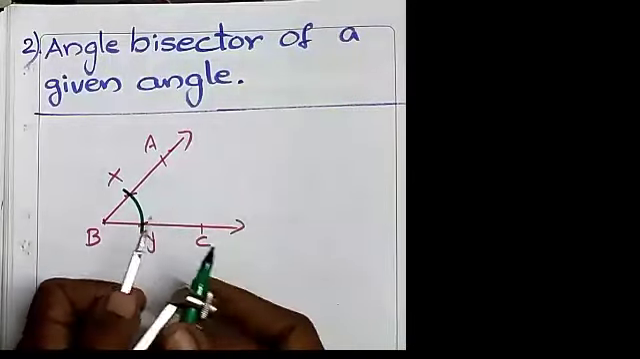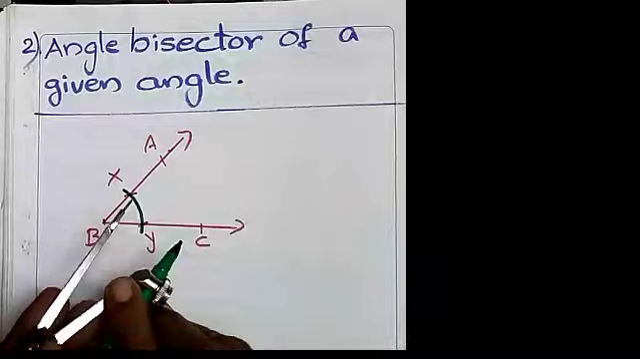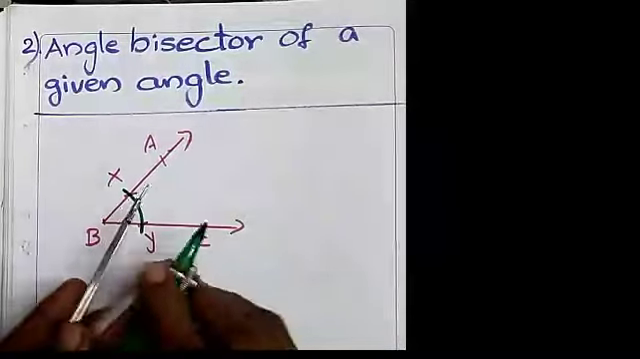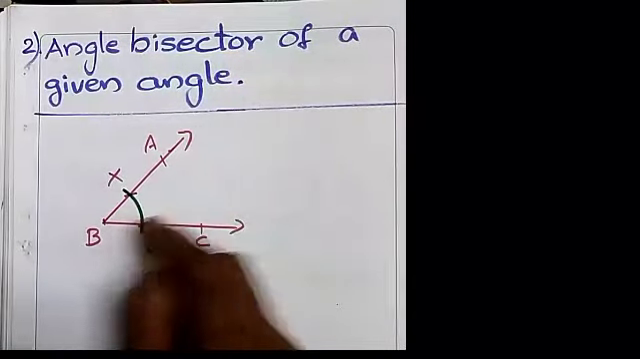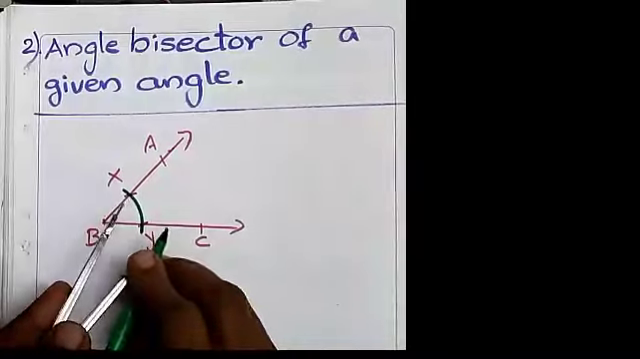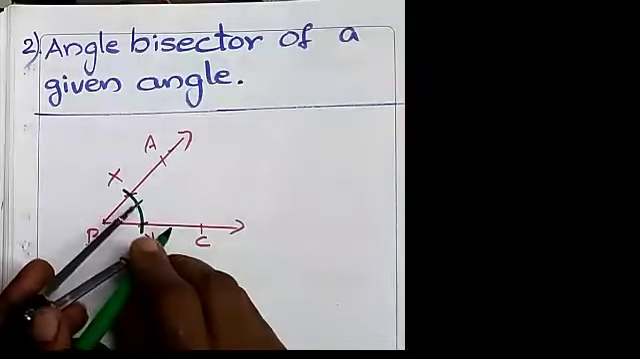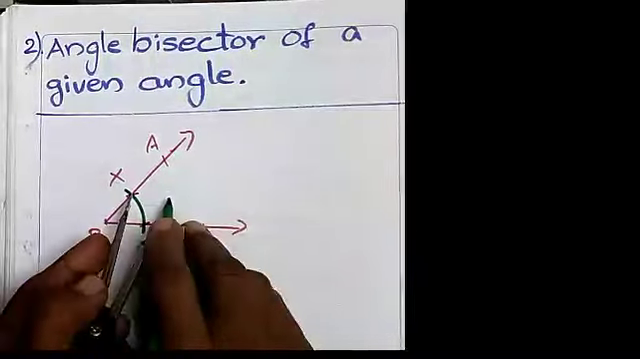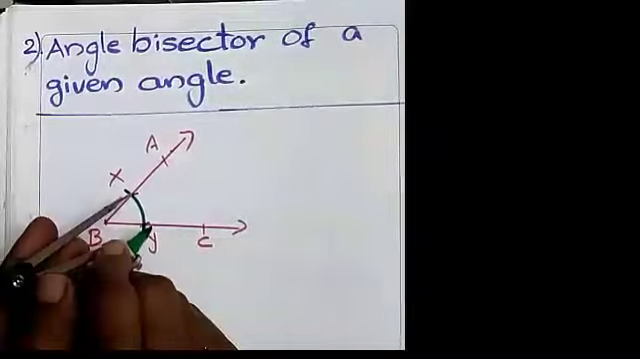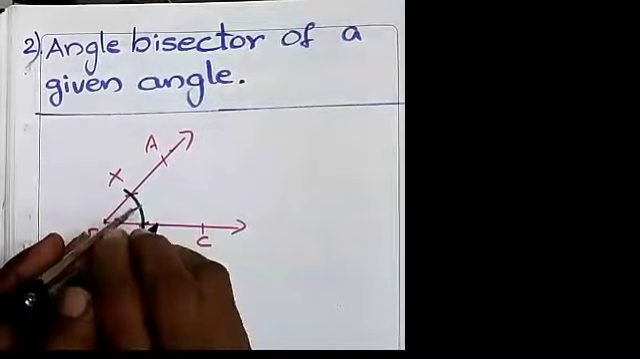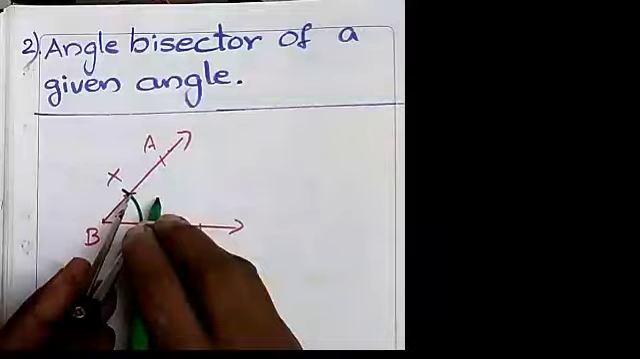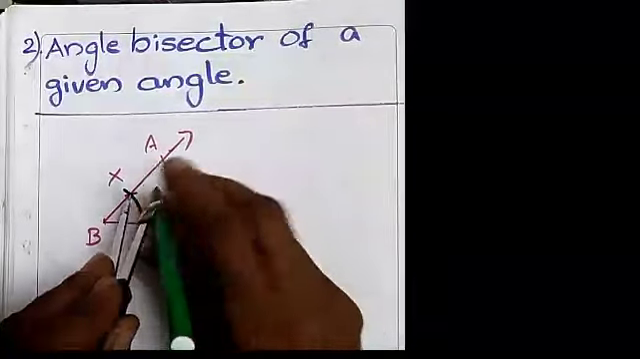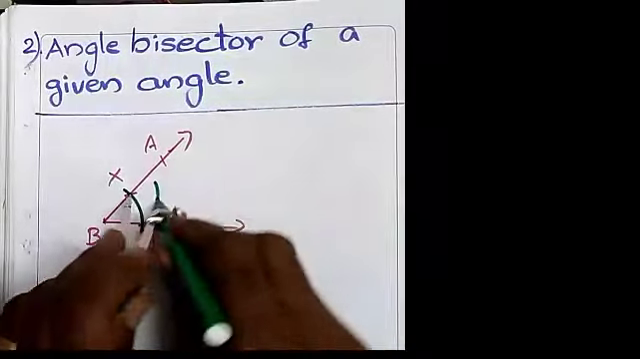Now, with these two points X and Y as centers, and more than half XY radius. More than half XY means, you know, this arc length. More than half means approximately 3/4. Just you are selecting with X as center and more than half of XY radius, and you are drawing an arc here. See that? With X as center, draw an arc.